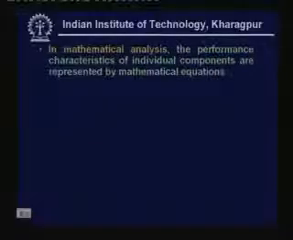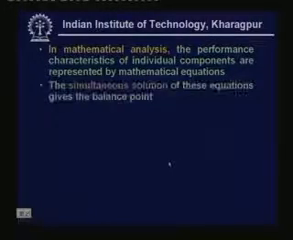Now, the same method can be extended to other components also, for example, condenser and compressor, condenser and capillary, capillary and evaporator, etc. So, this kind of analysis is known as the graphical method of analyzing the system. Now, in mathematical analysis, the performance characteristics of individual components are represented by mathematical equations. So, as the name implies, you have equations for individual components, and the simultaneous solution of these equations gives the balance point.